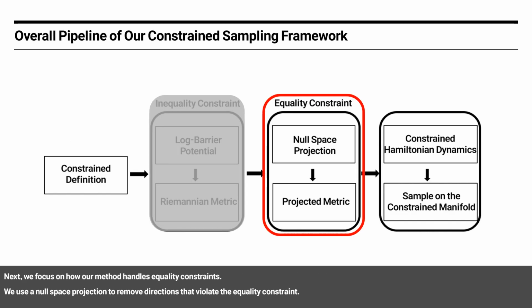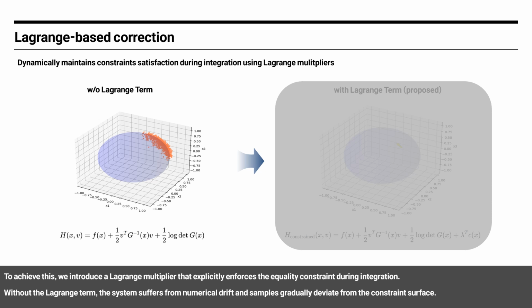Next, we focus on how our method handles equality constraints. We use a null space projection to remove directions that violate the equality constraint. To achieve this, we introduce a Lagrange multiplier that explicitly enforces the equality constraint during integration.